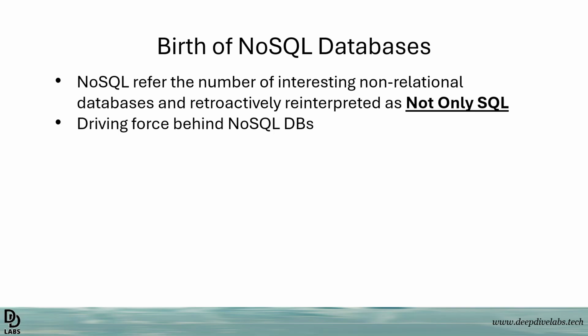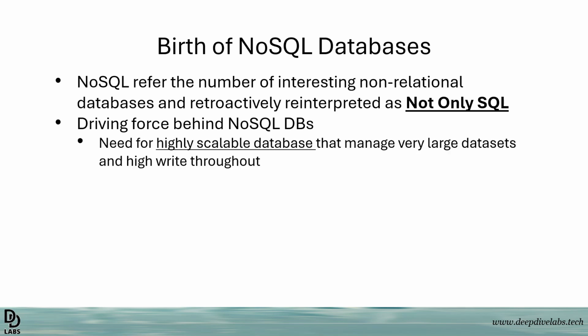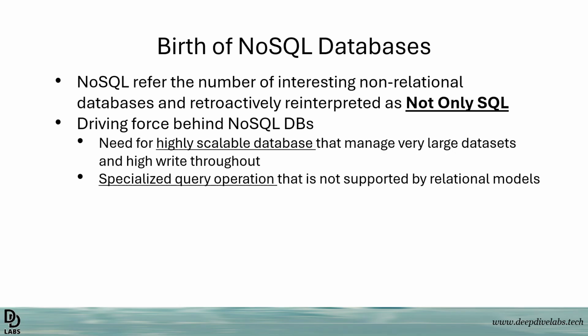So there are multiple driving forces behind the evolution of NoSQL databases. One of them was the need for highly scalable databases that manage very large data sets and high write throughput, right? With the advent of social media, there was a lot of data coming in and there was a need to write it. So there were limitations that were faced by relational databases. There was a need for specialized query operations that were not supported by relational database models.